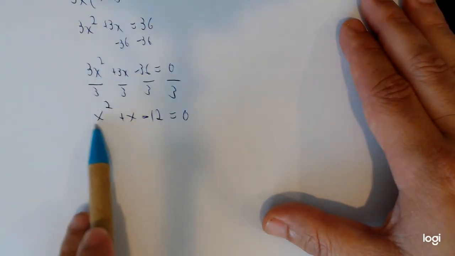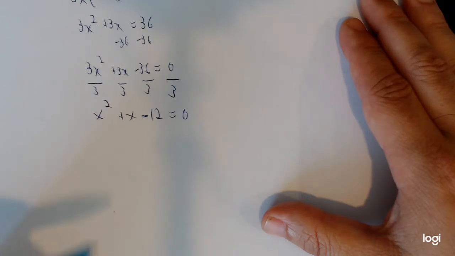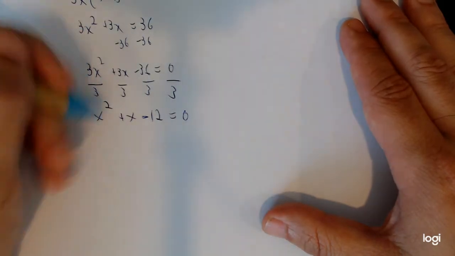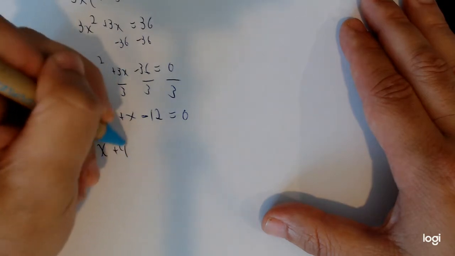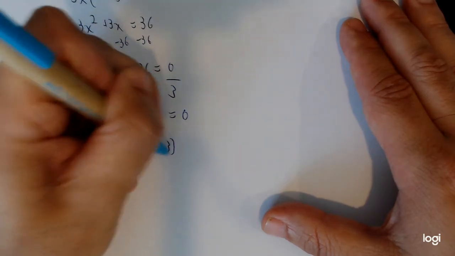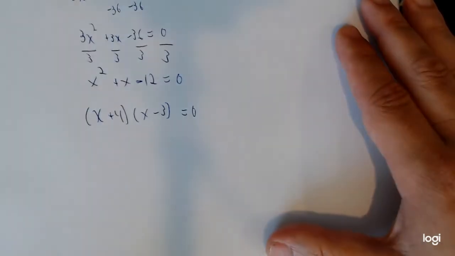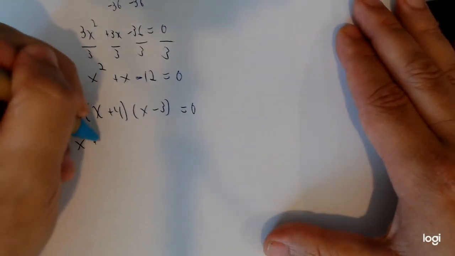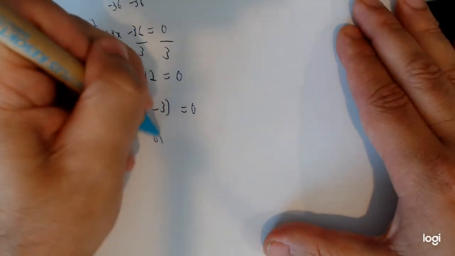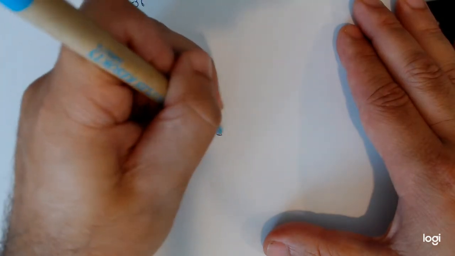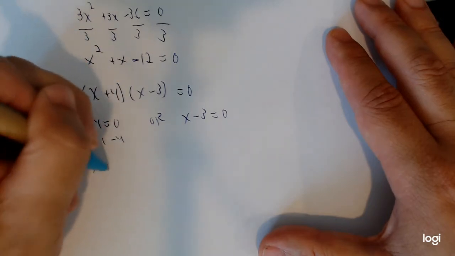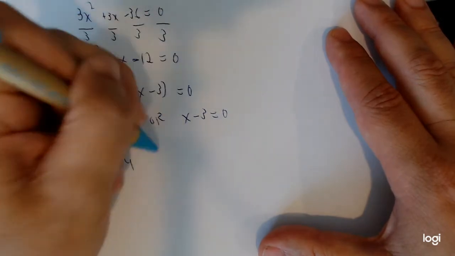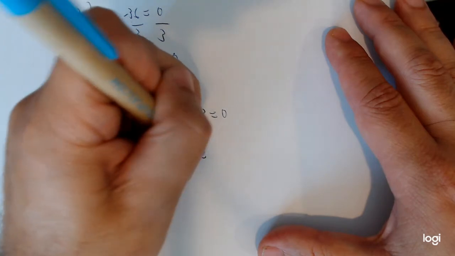And sure enough, I could try to solve this by factoring, right? Which, that factors, doesn't it? It factors to what? x plus 4 times x minus 3 equals 0. And then when I solve for x, what do I get? x plus 4 equals 0, or x minus 3 equals 0. But if I subtract 4 from both sides, I get x equals negative 4, or x equals 3.